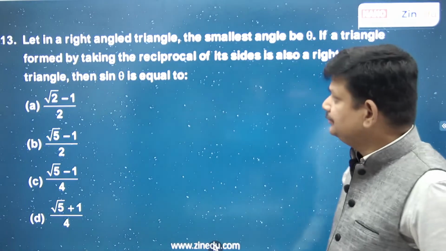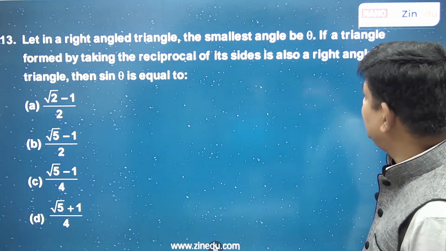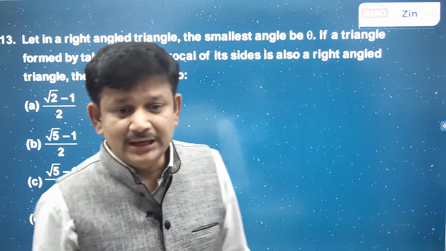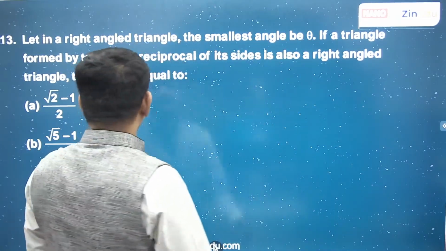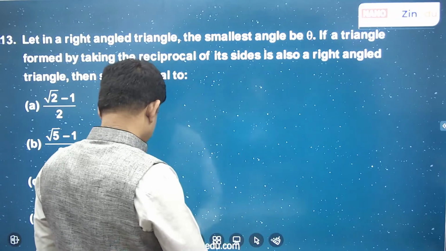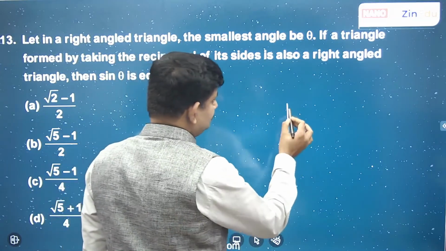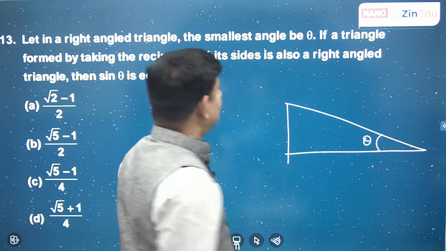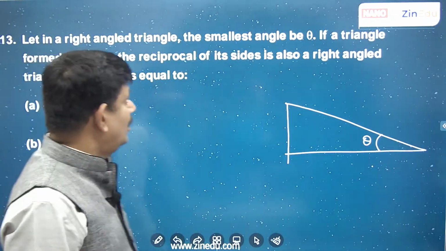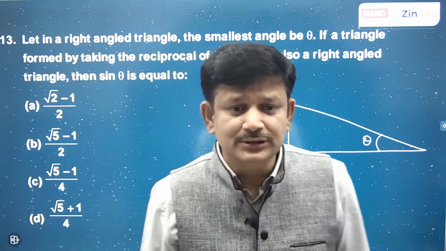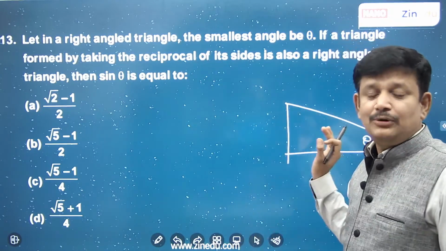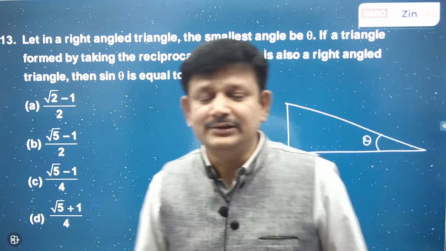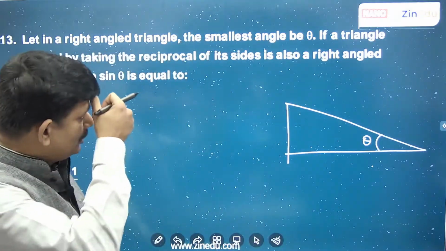Next question, in a right angle triangle, the smallest angle, let it be theta. If the triangle formed by taking reciprocals of the sides is also a right angle triangle, then find sin theta. So let us do this question novelly.